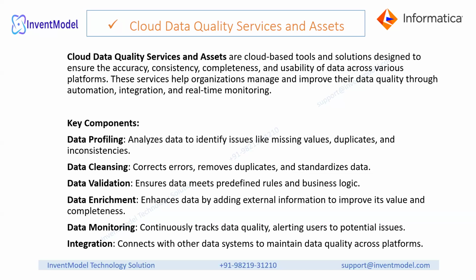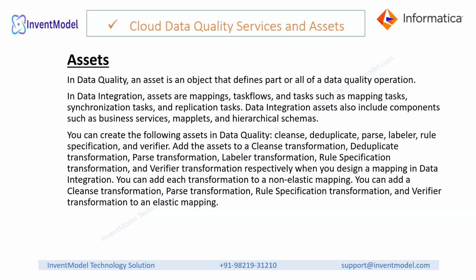What are the key components of data services? We have data profiling, data cleansing, data validation, data enrichment, data monitoring, data integration. What assets do we have? In data quality, an asset is an object that defines part or all of the data quality operations. In data integration, assets are mappings, task flows, and tasks such as mapping tasks, synchronization tasks, replication tasks. Data integration assets also include components such as business services, maplets, hierarchical schema.